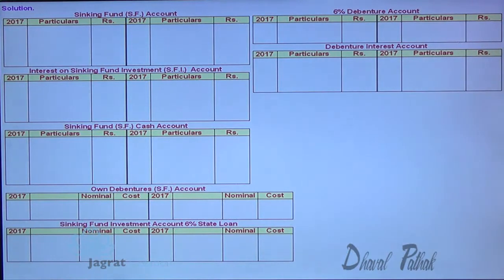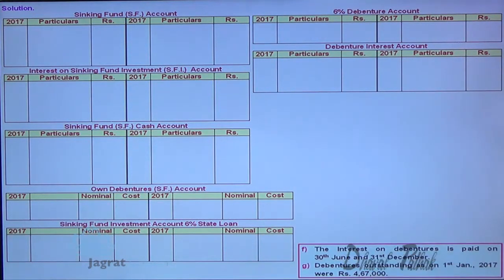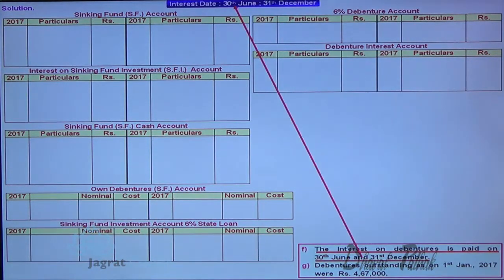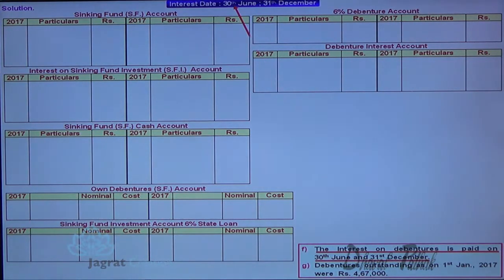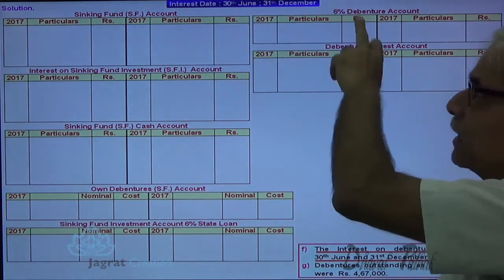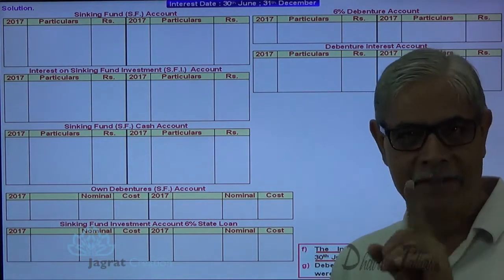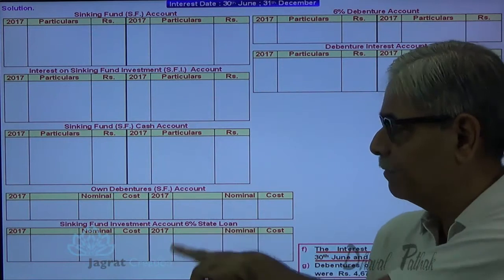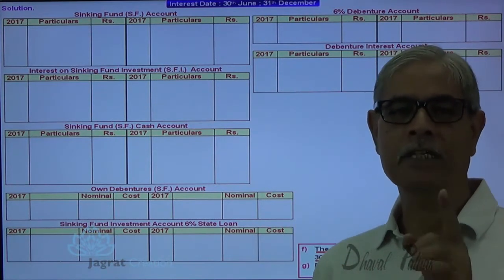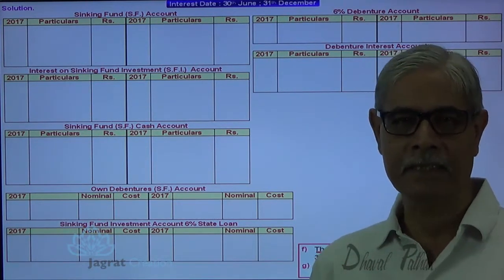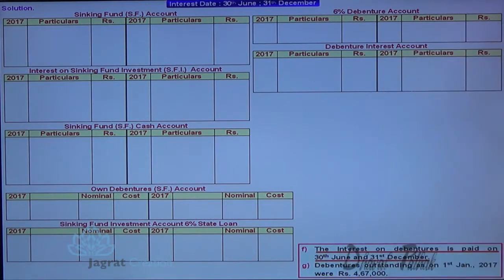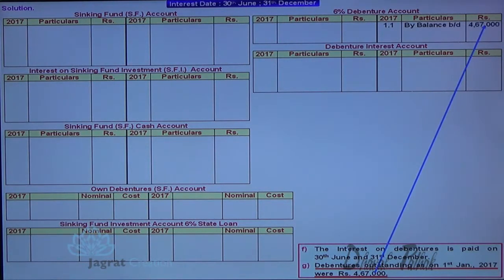I'll start recording opening balances. I start with the last 2 points. Let me write down the interest dates at the top so that I can keep an eye on them while solving the sum. So these are the interest dates for interest payment on debenture liability. And the interest dates on this investment are 31st of March and 30th September, that you should keep in mind. Opening balance, liability.